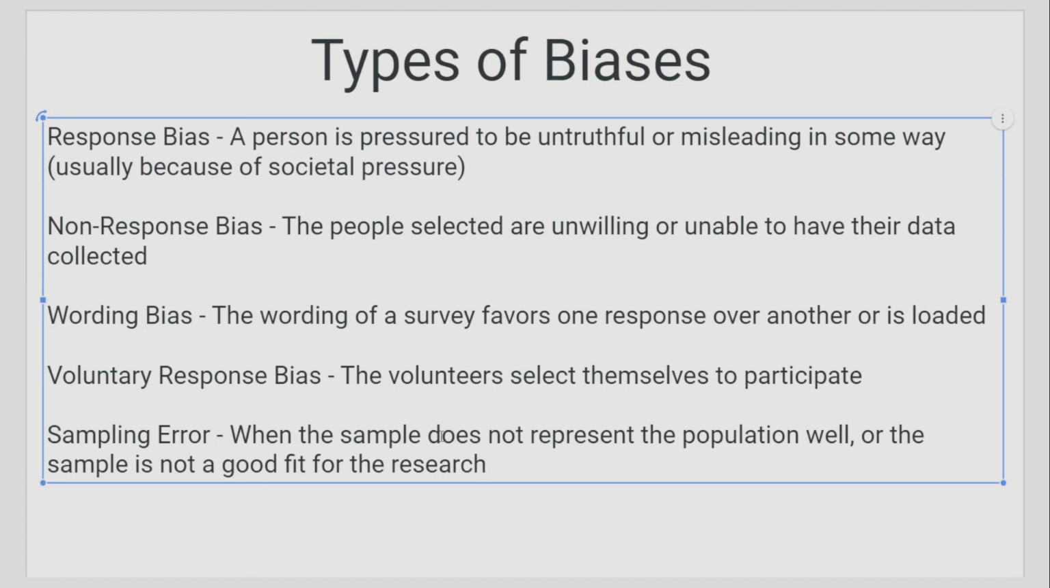An example of the sample not being a good fit for the research might be if I'm doing a survey about sports and whether or not people enjoy sports, and I'm sending it to people that are subscribed to the magazine National Geographic. The sample there is probably not a great fit, right? If I'm studying sports and I'm sending surveys to National Geographic readers, I'm probably not getting the information I want. And so that would be a sampling error.